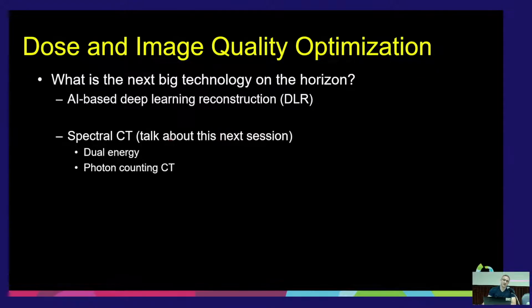Today, I'm going to talk to you a little bit about how deep learning reconstruction can also help with dose optimization. And then the second thing I want to talk about in my next talk is a little bit about spectral CT.